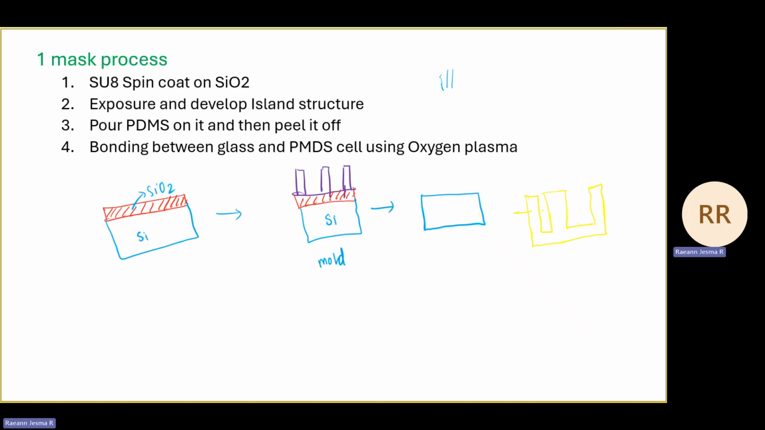Then, to form a channel, we need an enclosed cavity. So we will bond this with glass. We will bond between glass and PDMS using oxygen plasma. This also we saw in the previous live session. So these are the steps.